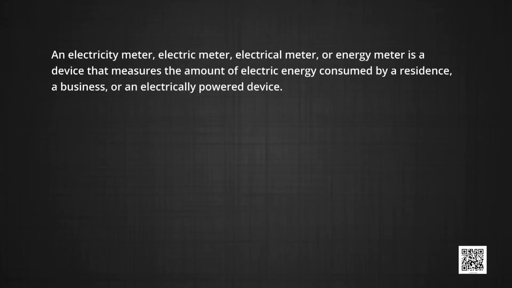Negative differential resistance is a two terminal electronic component in which an increase in applied voltage across the component results in a decrease in electric current through the component. That is, an electricity meter, electric meter or electrical meter or any energy meter is a device that measures the amount of electric energy consumed by a residence or any business house or any electrical device.